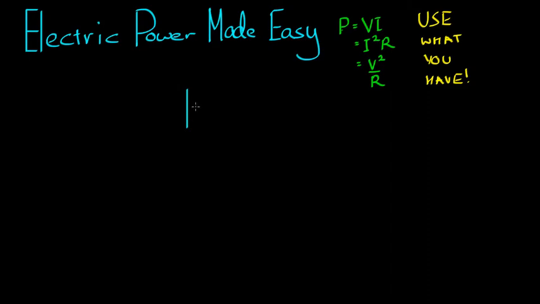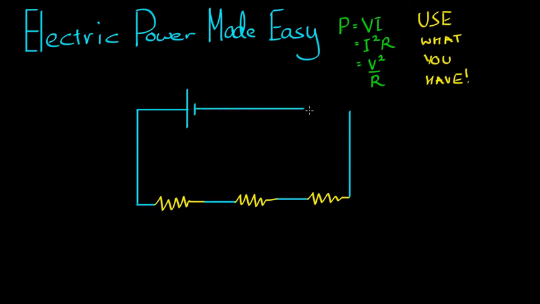So let's draw a circuit here. First resistor here, second resistor here, and third resistor here. If we use a 10 volt power supply here, the first resistor is 4 ohms, the second one is 6 ohms, and the third one is 10 ohms. Let's figure out the power being dissipated in these 3 components.